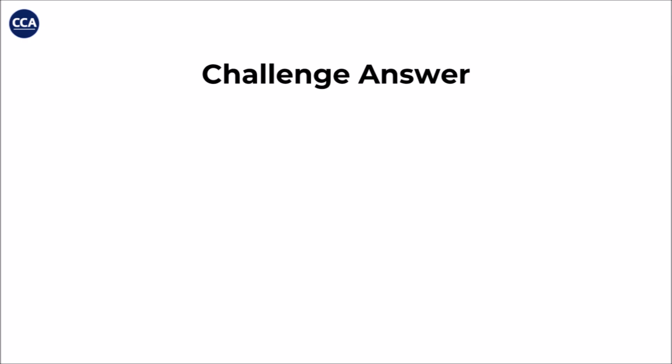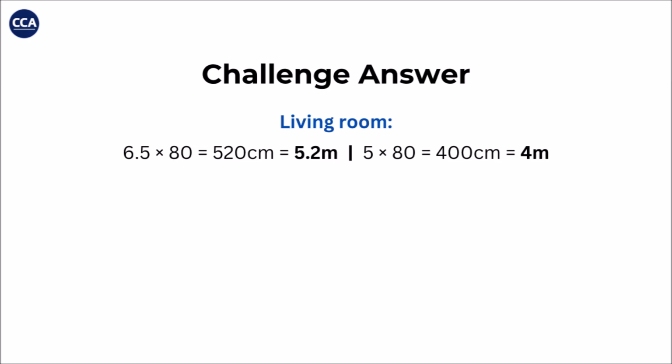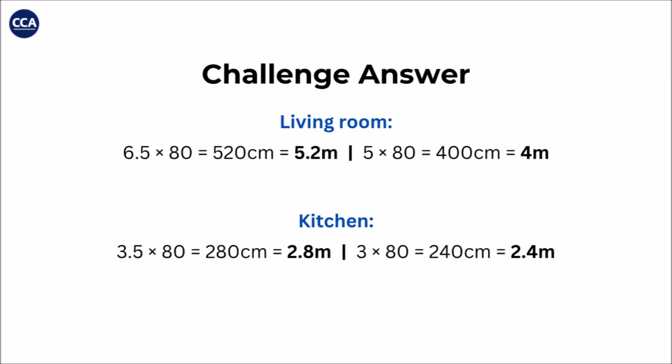Let's solve, step by step. Answer 1. Real dimensions. Living room. 6.5 times 80 equals 520 centimeters equals 5.2 meters. 5 times 80 equals 400 centimeters equals 4 meters. Real dimensions. 5.2 meters by 4 meters. Kitchen. 3.5 times 80 equals 280 centimeters equals 2.8 meters. 3 times 80 equals 240 centimeters equals 2.4 meters. Real dimensions. 2.8 meters by 2.4 meters.